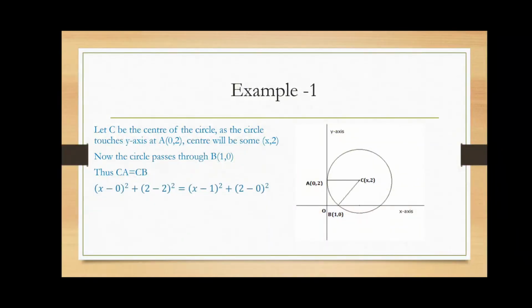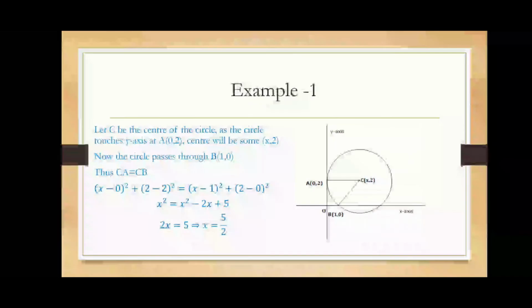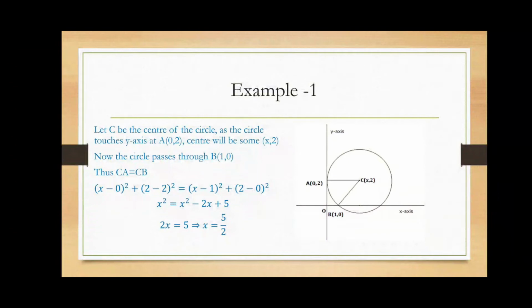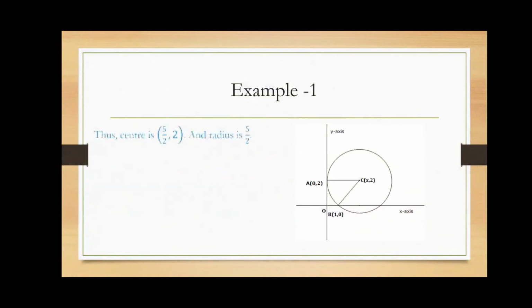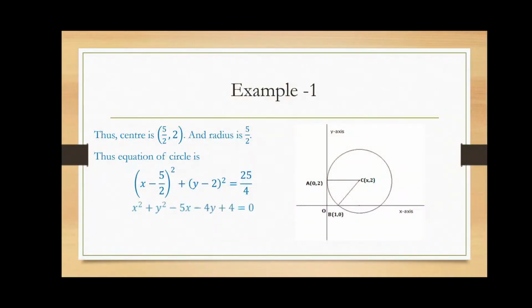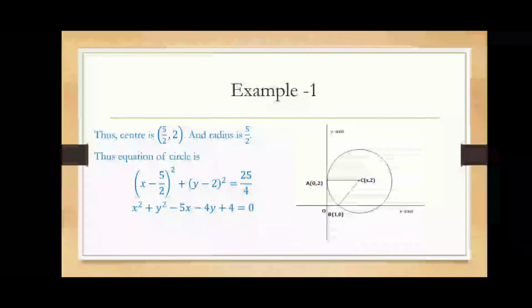So this much is exactly what I have explained till now, and now all we need to do is put in the values and do our calculation, and upon doing the calculation we get the value of x as 5/2. Therefore 5/2 is the x coordinate of the center, and it is also the radius of the circle. So the required equation of the circle in the central form is this, and if you expand it, the equation of the circle is x² + y² - 5x - 4y + 4 = 0.